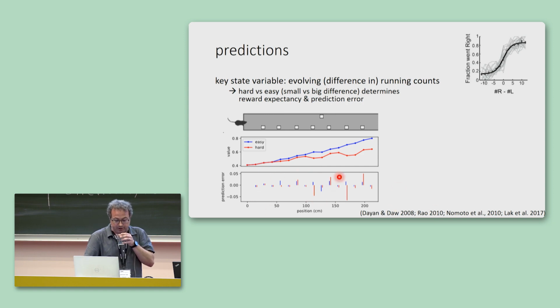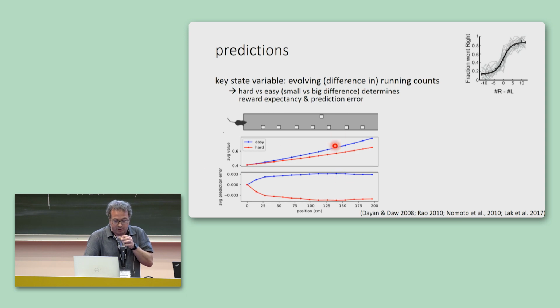So this is what we think dopamine neurons are going to do. This is the average over all hard and easy trials. Easy trials, they expect a lot of value, and so the prediction errors tend to be positive over the course of the track. And you see this nice separation.